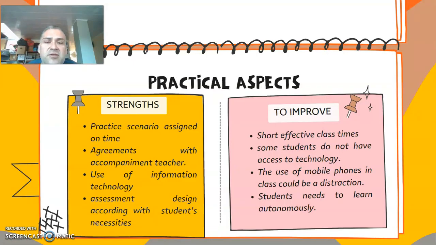Okay, there are some practical aspects. I talk about the strengths. One important strength in this case was that the practice scenario was assigned on time, which facilitated the times and the accomplishment of the outcomes.